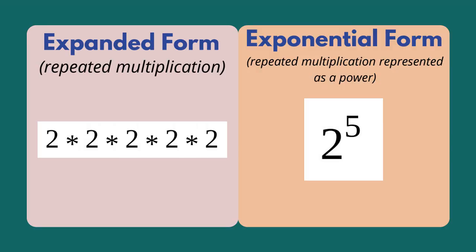In order to illustrate this, let's look at an example of the same expression written two ways. First, written in expanded form or repeating multiplication. You can see that over here on the left. In expanded form, we actually show all of the repeated multiplication that is happening. So we show 2 times itself 5 times. When we represent something in exponential form, like on the right, we are still showing 2 times itself 5 times, but rather than showing all of that multiplication, we have represented 2 times itself 5 times with the power 2 to the 5th power, or 2 and the exponent 5.